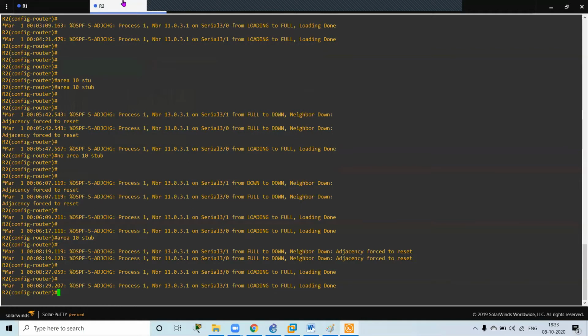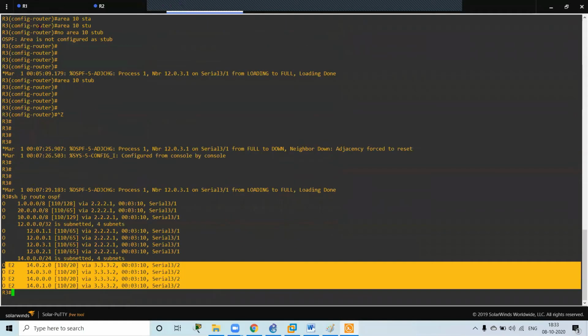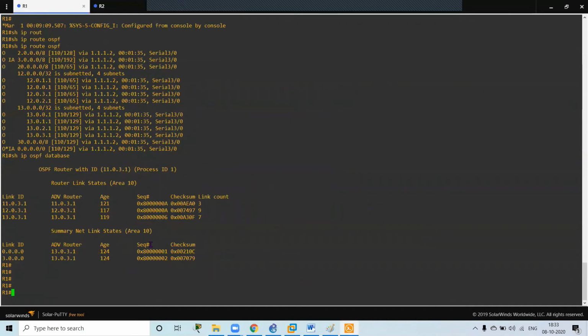Here I see one more problem on R1. Go to R1. Here 11 will also go via 111.2, which is wrong. It should not go via 111.2. I'm saying as this is default, right? 0.0.0.0, so 11 will go 0.0.0.0, this is for your external routes, which is for your 14 external routes.